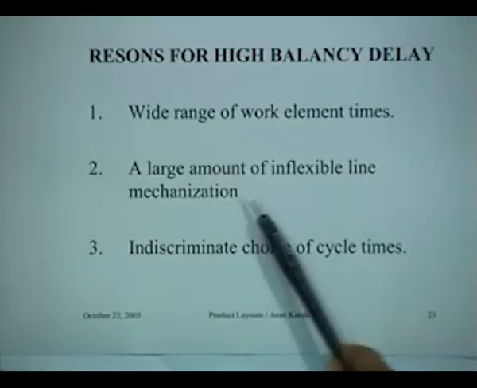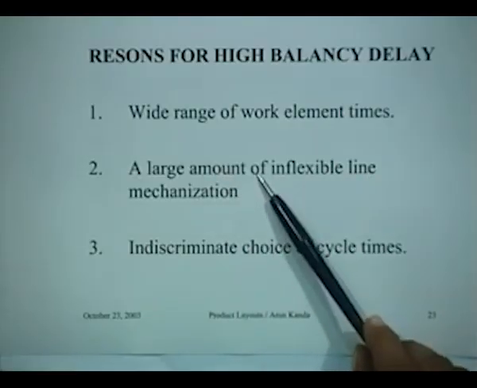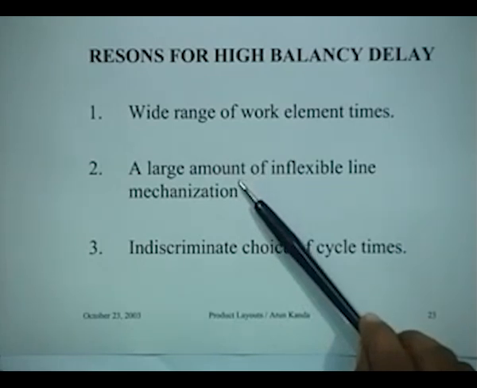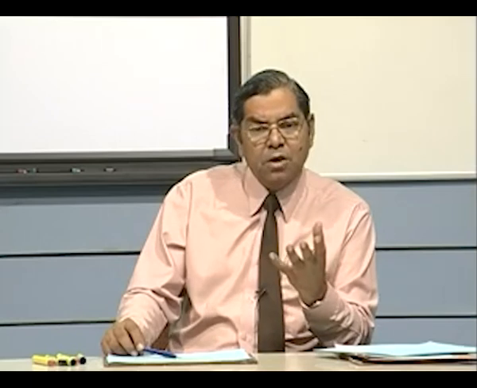Another possibility could be a large amount of inflexible line mechanization. What might happen in a practical design situation is that you already have a line and a great degree of mechanization, so that you have placed some machines at certain stations which already perform a certain number of operations. So you are constrained by putting those operations at that particular point, although that might not result in the best balance delay. This could be another reason.